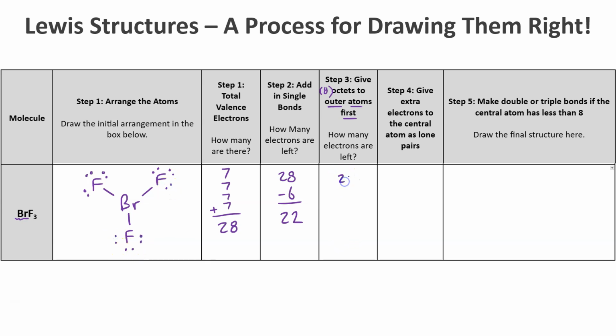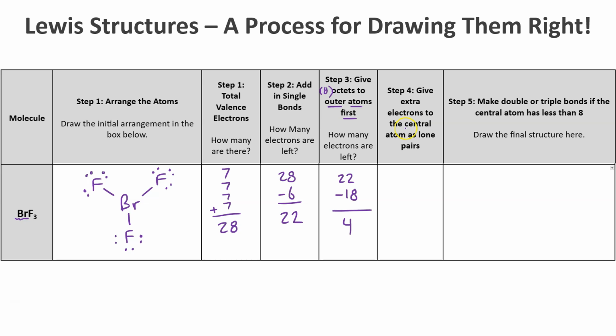After step 3, I'm going to take my 22 electrons that I had before and subtract out what I just used. A total of 18 electrons was used to give octets to each fluorine. That means there's only 4 electrons remaining.